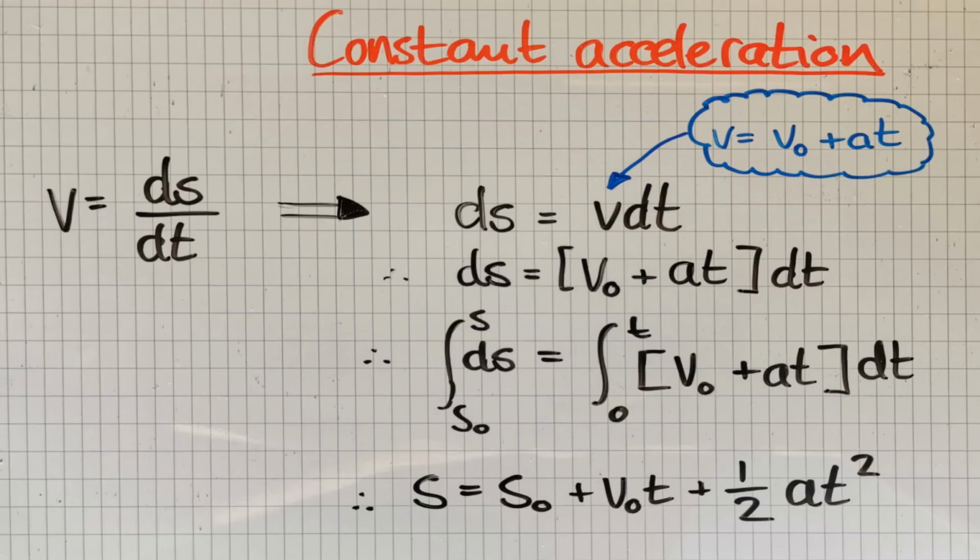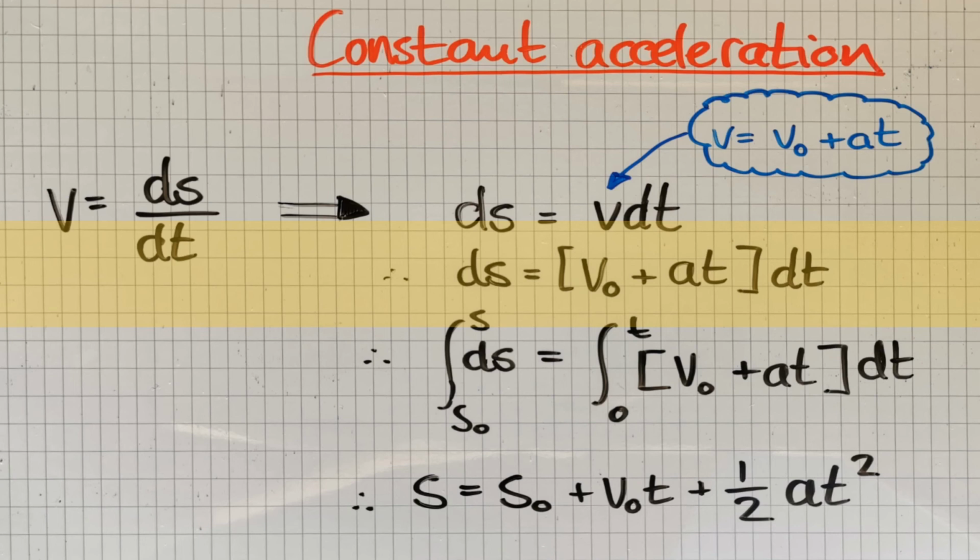So how do we do this? We say we know that the velocity is ds dt, that's our instantaneous velocity. And so we multiply through with dt, and we get ds is v dt. Now from our previous equation of motion, we know that v is equal to v0 plus at. So if we substitute that into v, we get that ds is (v0 plus at) dt.